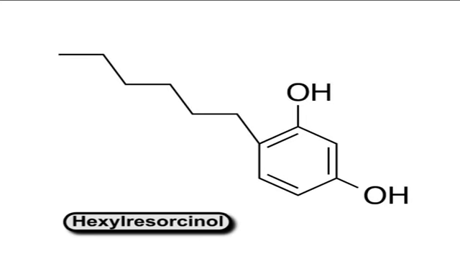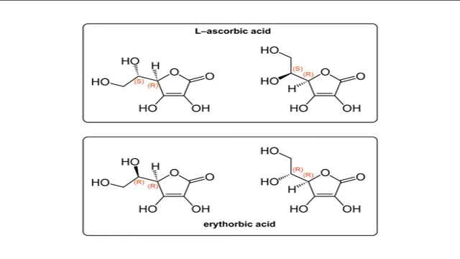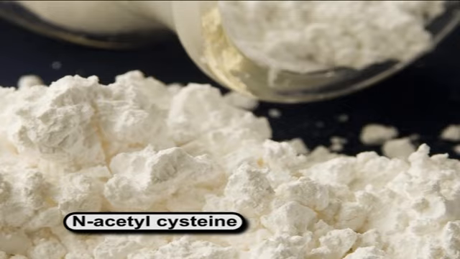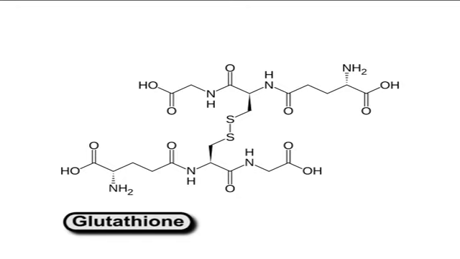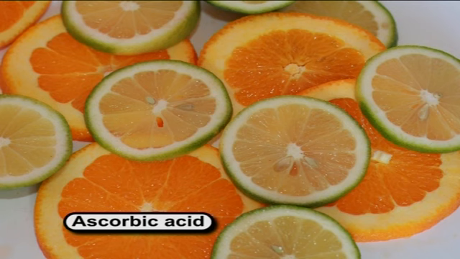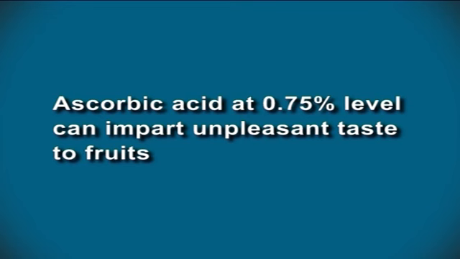The main antioxidants reported in the literature are hexyl resorcinol, erythorbic acid, N-acetylcysteine, cysteine hydrochloride, ascorbic acid, and glutathione. Ascorbic acid is traditionally the most widely used agent. Ascorbic acid reduces quinones back to phenolic compounds before they can undergo further reactions to form pigments. However, ascorbic acid at 0.75% level can impart unpleasant taste to fruits.